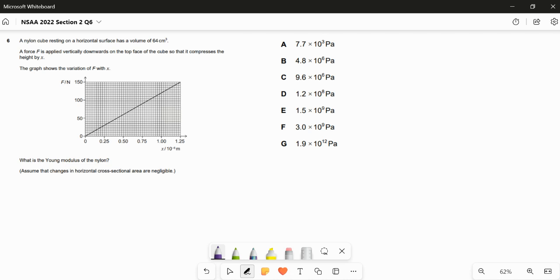A nylon cube resting on a horizontal surface has a volume of 64 centimeters cubed. So immediately I think, okay, that's 4 centimeters for each side length. A force F is applied vertically downwards on the top face of the cube, so it compresses the height by X. So it's compressed a little bit.